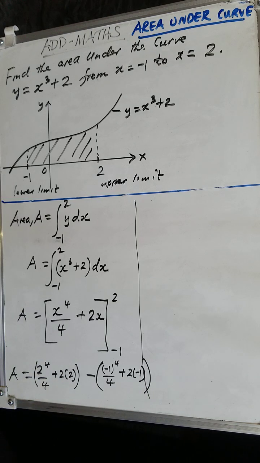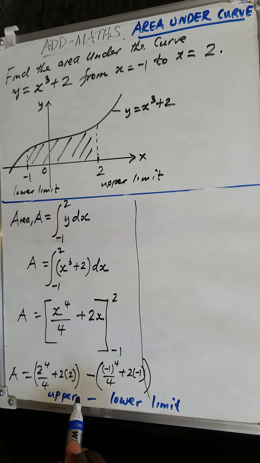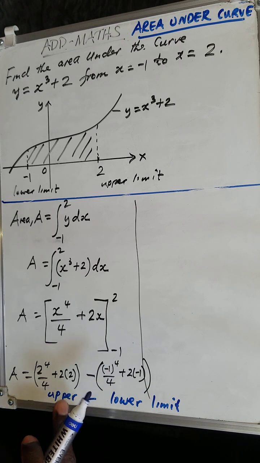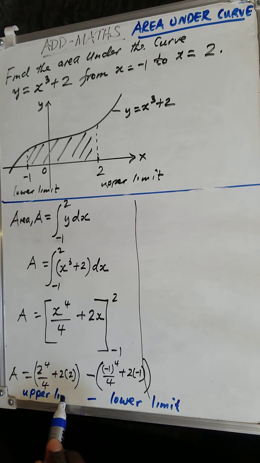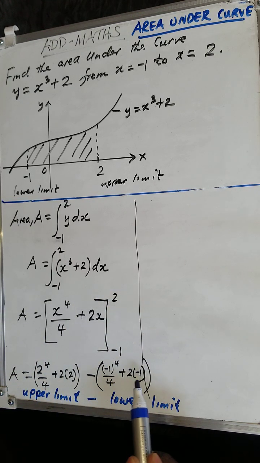Now I want to quickly tell you what that simply means. Remember, this is the upper limit. You subtract when you replace the lower limit. So you replace the upper limit minus replacing the lower limit into the expression there.